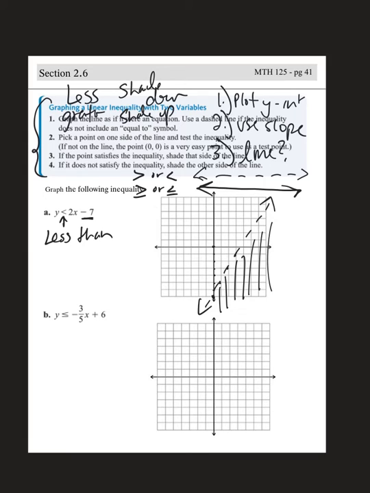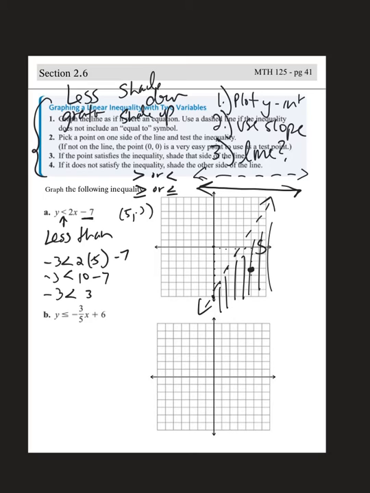If you ever want to check your work, you can pick any point that's in the shaded region. This is 1, 2, 3, 4, 5, 1, 2, -3. So this is 5, -3. If I were to plug this into my equation, it should give me a true statement. Is -3 less than 3? Sorry, I had to look at that. Yes, that's true. So this is part of the solution set. The solution set is that shaded region.